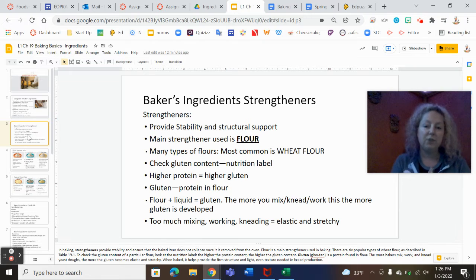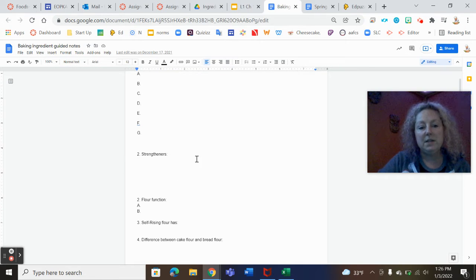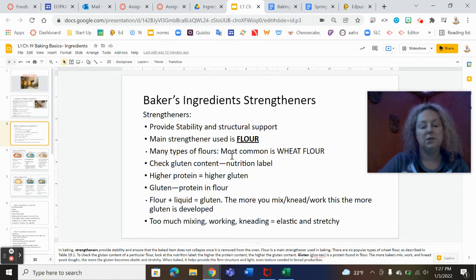So when we're talking about strengtheners, moving on. If you are following along as far as the guided notes go, we would be down here moving past the strengtheners. You should have filled out this top part with the basic function. So when we're looking at the strengtheners, these are structure and support. Your main one is flour.